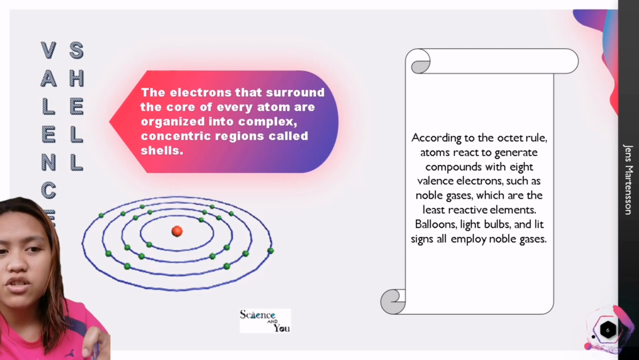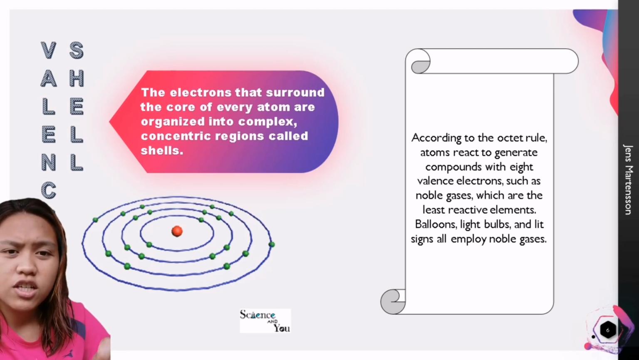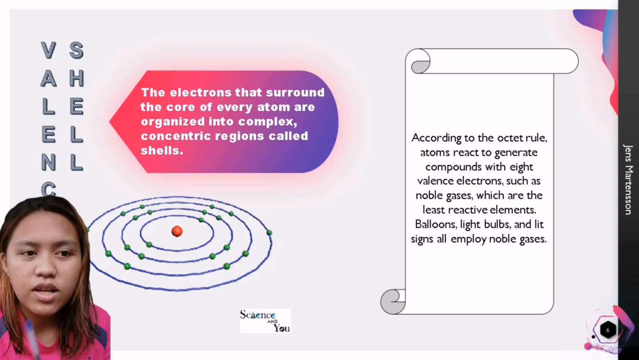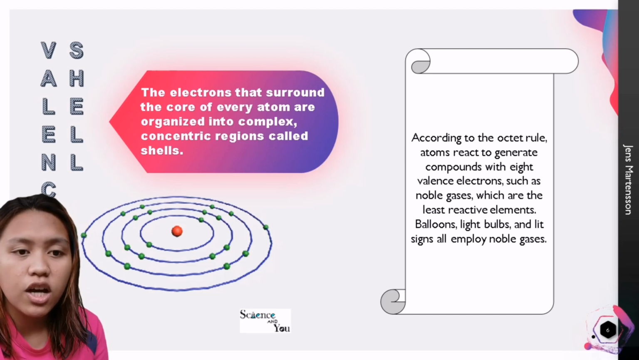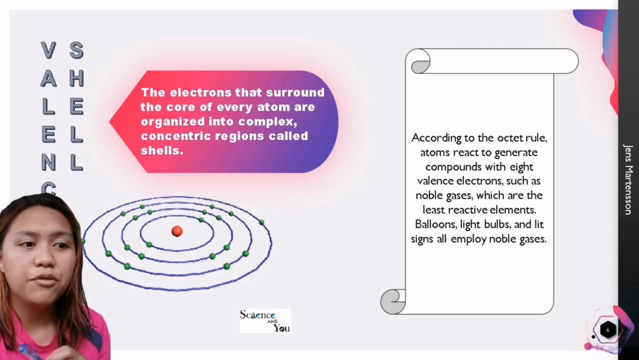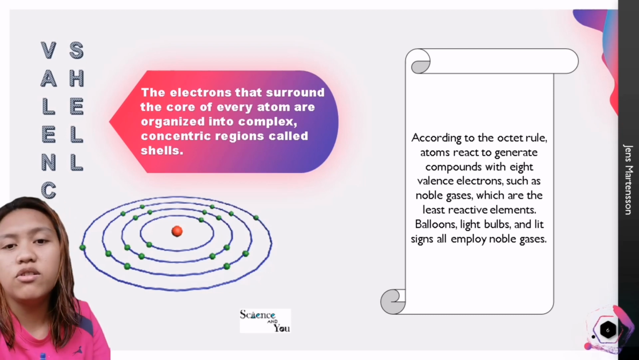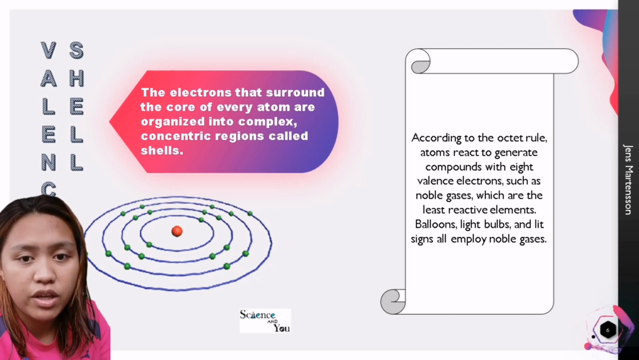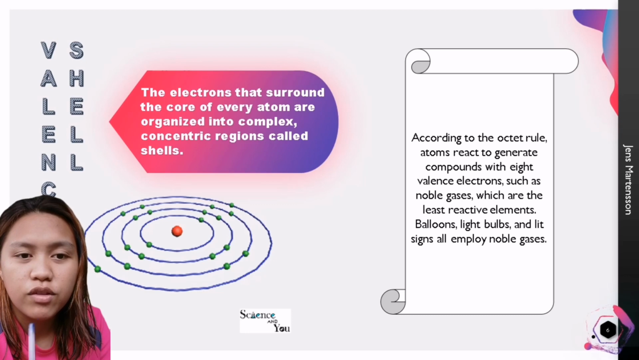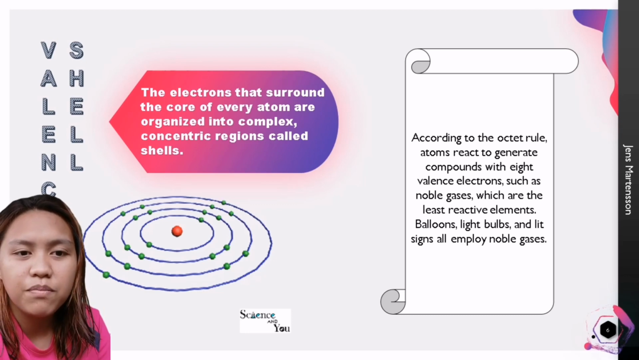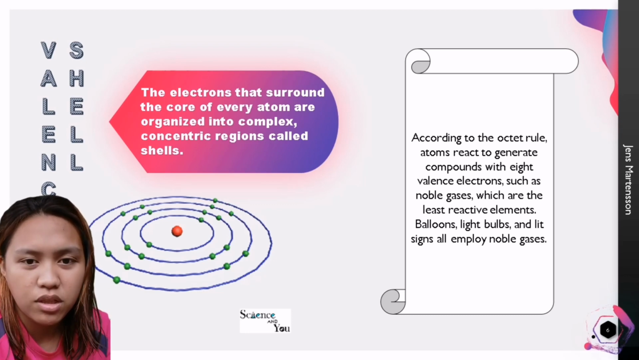Noble gases such as neon and argon are chemically inert and rarely form molecules because their valence shells have already been filled. When other elements combine, their valence shells usually take on the configuration of the noble gas closest to them in the periodic table based on atomic number.